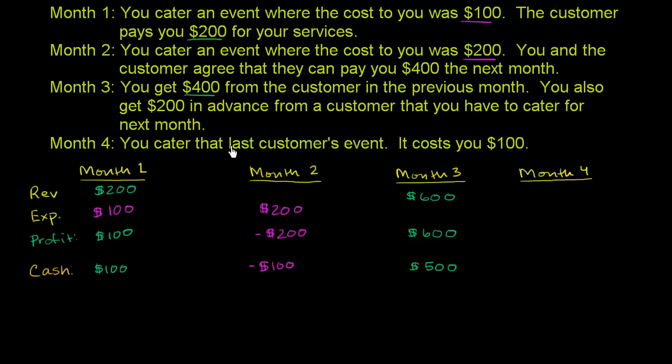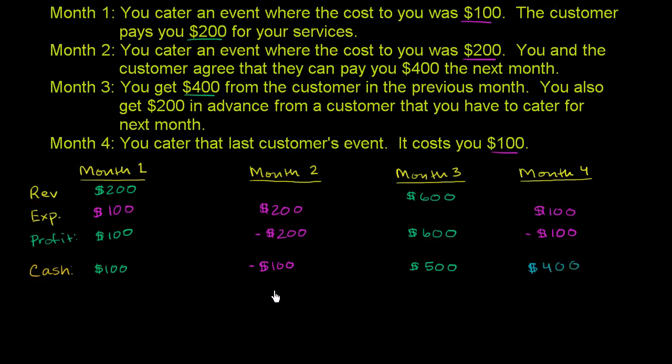Now, month 4, you cater the last customer's event. It costs you $100. So once again, you just have to spend, I want to do that in magenta, the $100 in month 4 to cater the actual event. But you got no revenue in that month. So it looks like you took a loss, negative $100, and then your cash balance will go down to $400.